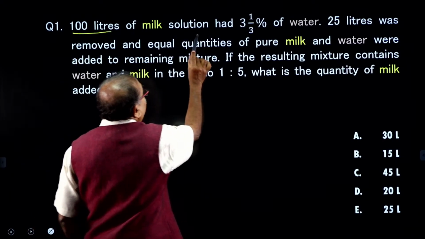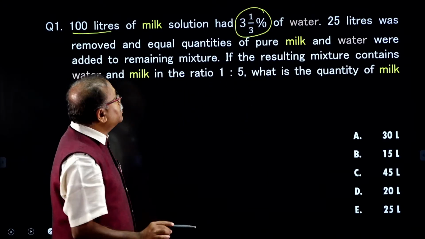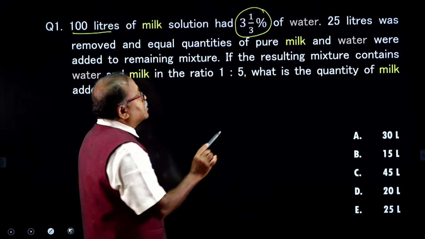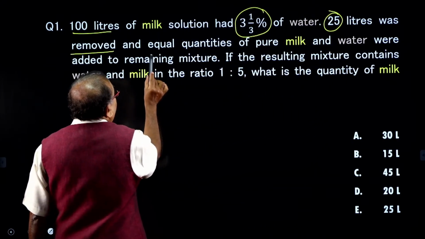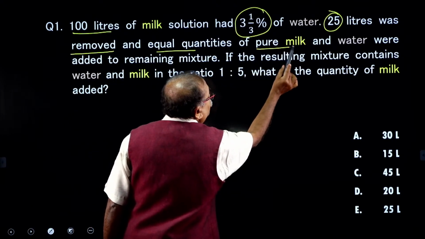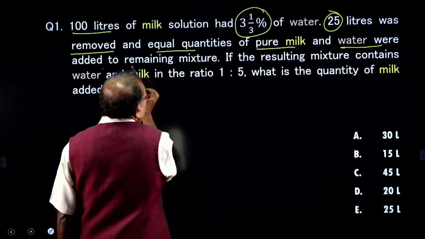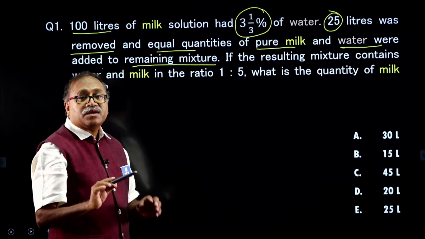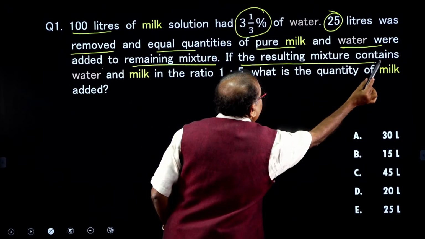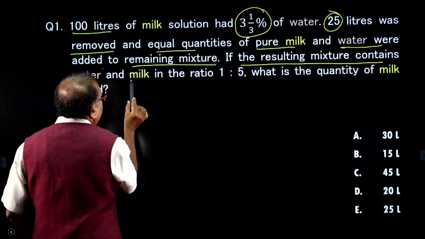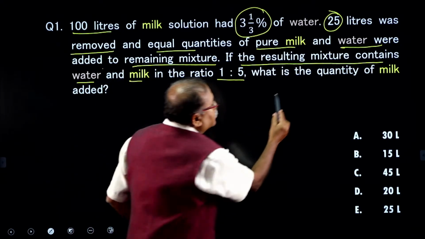100 liters of milk solution has 3, not 33, 3 1/3% of water. 25 liters is removed and equal quantity of pure milk and water were added in the remaining mixture. I will tell you the easiest way to answer the question. Now, if the resulting mixture contains the water and milk in the ratio of 1:5, then what is the quantity of milk added?